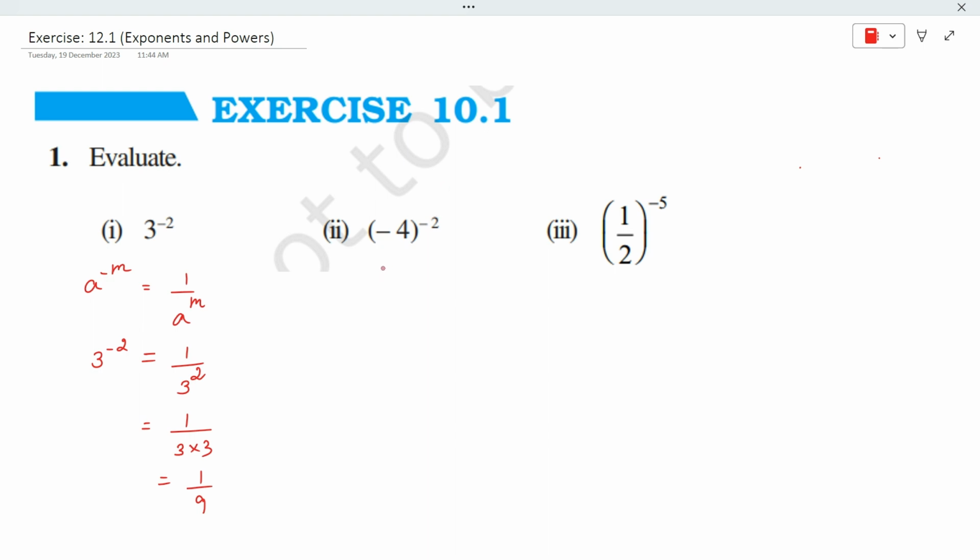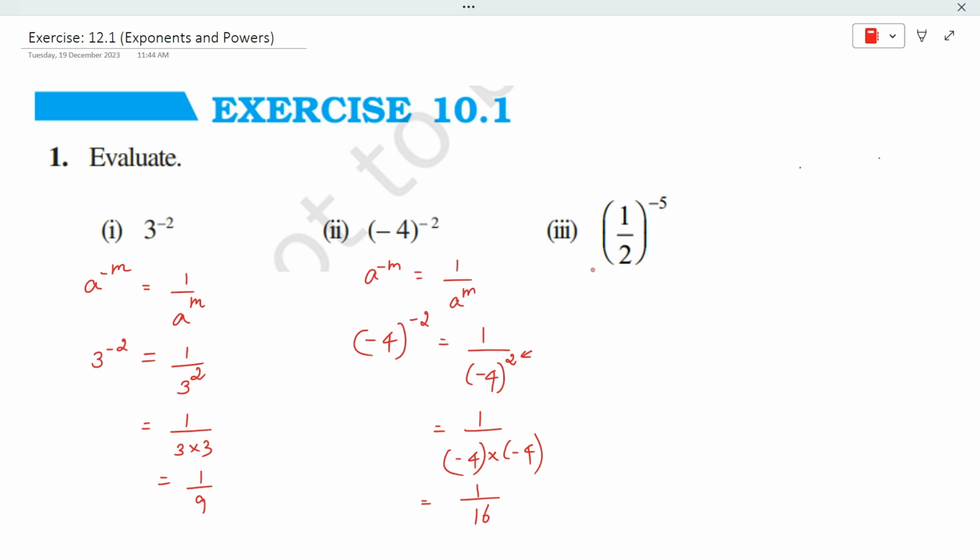I think you can pause the video and proceed and check your answer. We say a power minus m is equal to 1 by a power m, isn't it? Here the base is minus 4. So minus 4 to the power minus 2 will be 1 by, keep the base as it is, negative power will turn to the positive power. So it will be minus 4 times minus 4, which is positive 16.